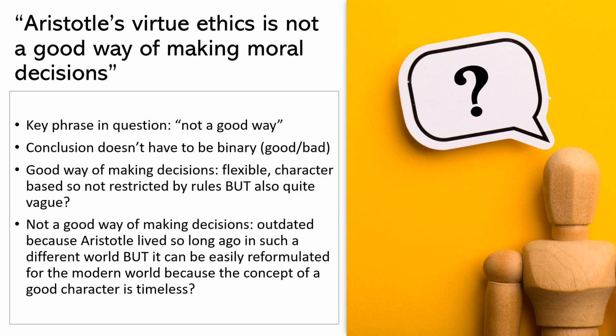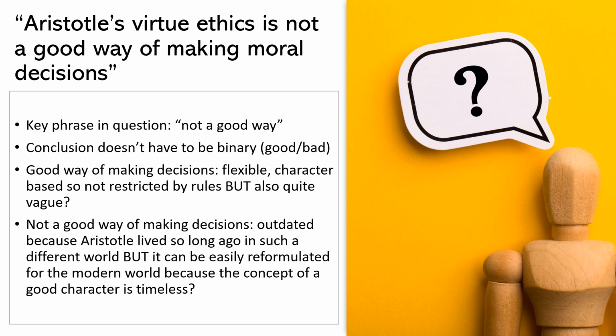And then you can also build on that and say it's not a good way of making decisions because it's outdated. Aristotle lived such a long time ago in such a different world that some of what he says just doesn't really work anymore. And you could use his example of saying that stealing is base. He could never think of a good reason for somebody to steal. And actually, I think as a virtuous person today, stealing in general might not be virtuous, but you could think of times when it would be.